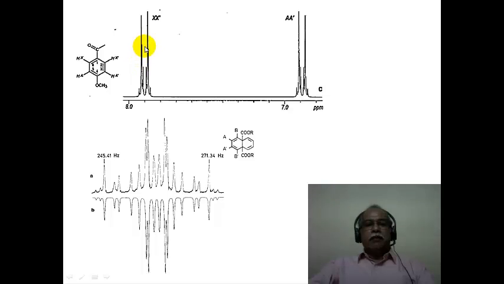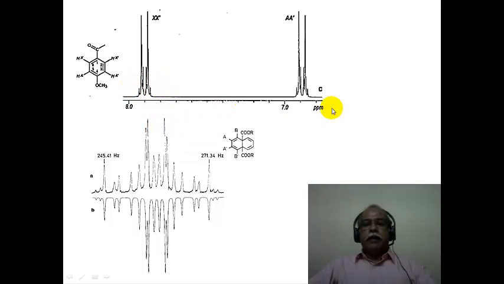You can see here a major doublet for the X and a major doublet for the A kind of a spin system. Essentially the coupling constant is the AX coupling constant, which is a large coupling constant that you see here. In addition to that, you see a large number of fine lines at the bottom of the spectrum.